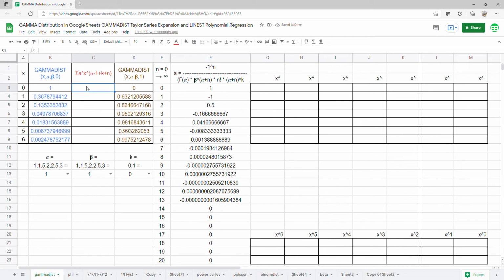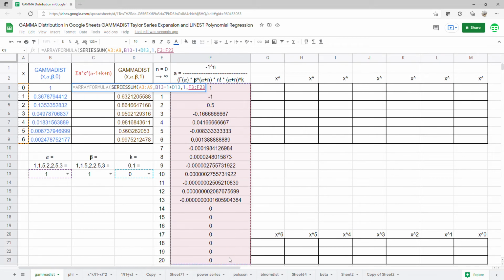Now we can complete the Taylor series expansion. So array formula, series sum of the x values raised to the power alpha minus 1 plus k plus n. This begins with alpha minus 1 plus k, gamma. The interval will be n, so at n equals 0, 1, 2, 3, 4, 5, up to infinity. So the interval is 1. And the coefficient will be the coefficient a, this range.